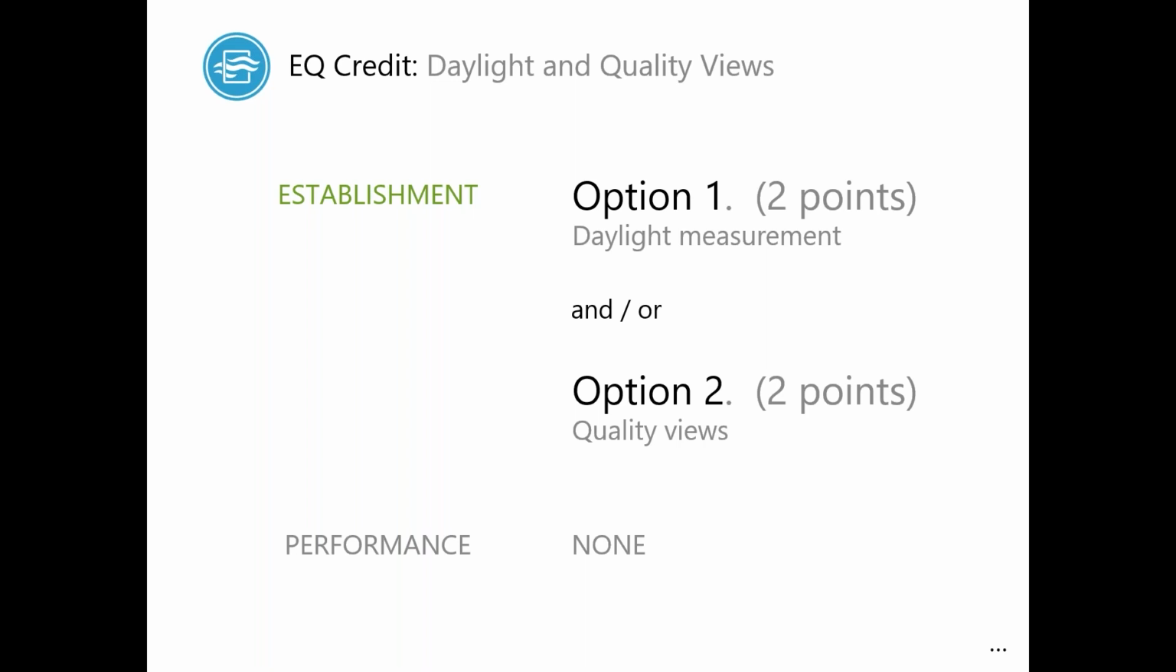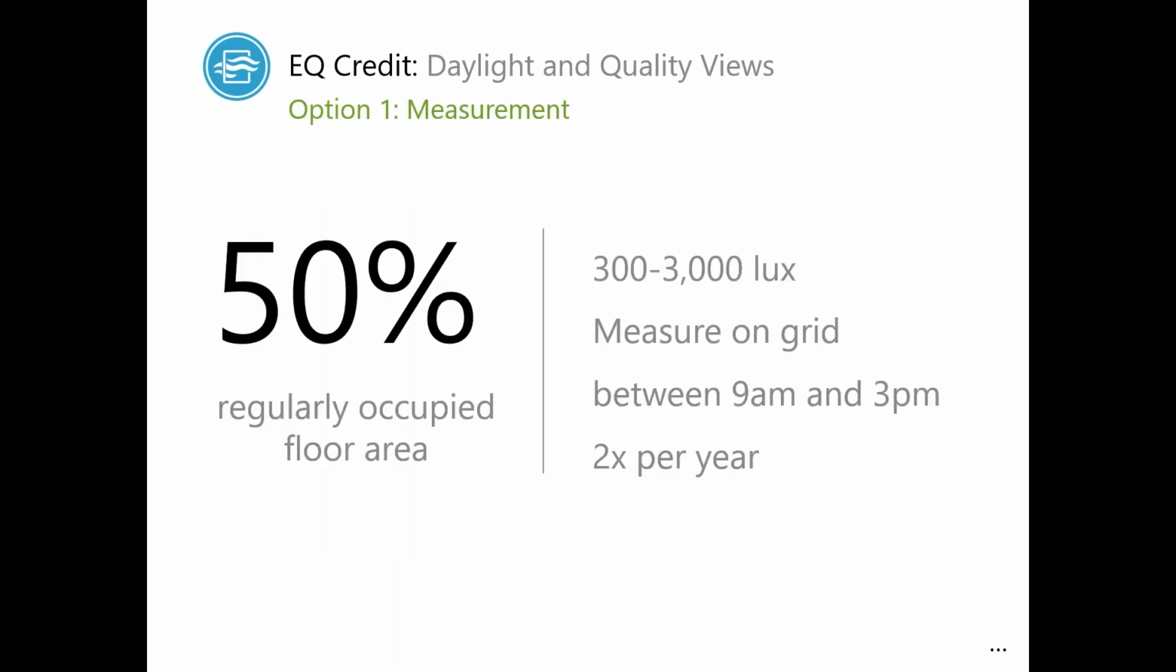So for daylight and quality views, we've got option 1, daylight measurement, and/or option 2, quality views. So there's a good number of points you can get from this section. And again, this one is similar to lighting where there is nothing you have to show in the performance period. If your building is set up to achieve this credit, then you will be good to go.